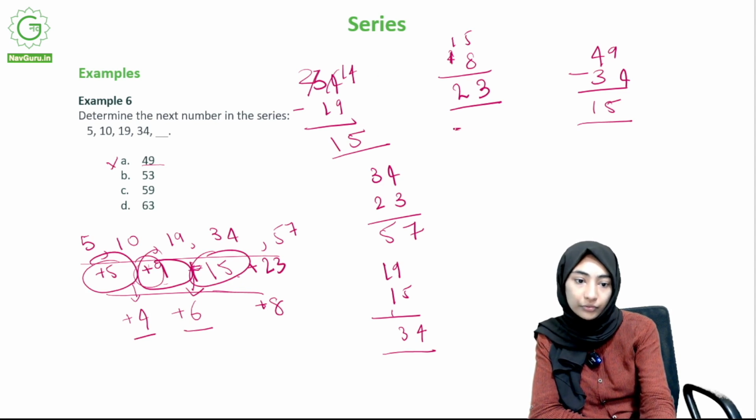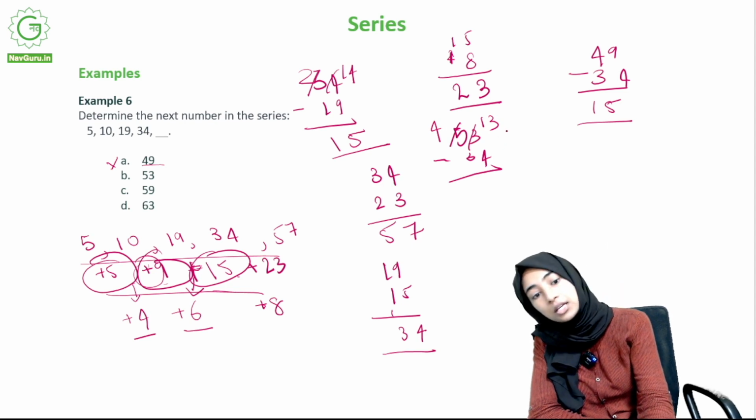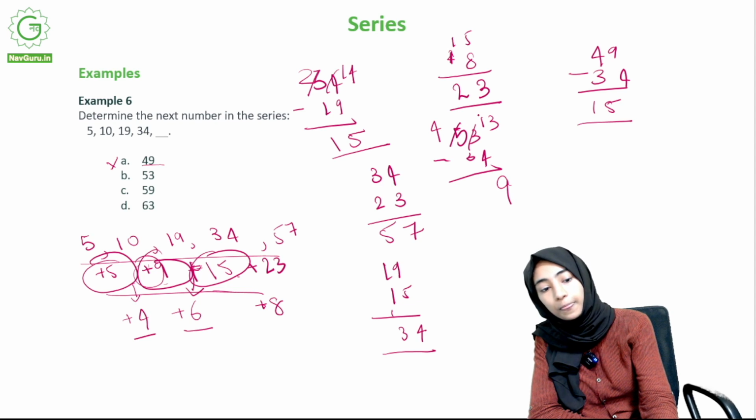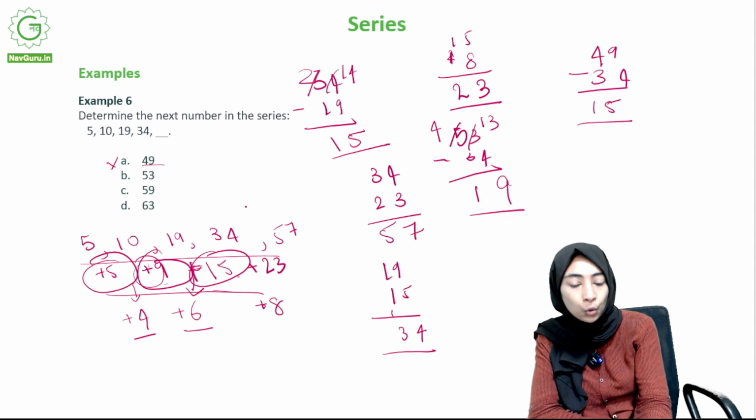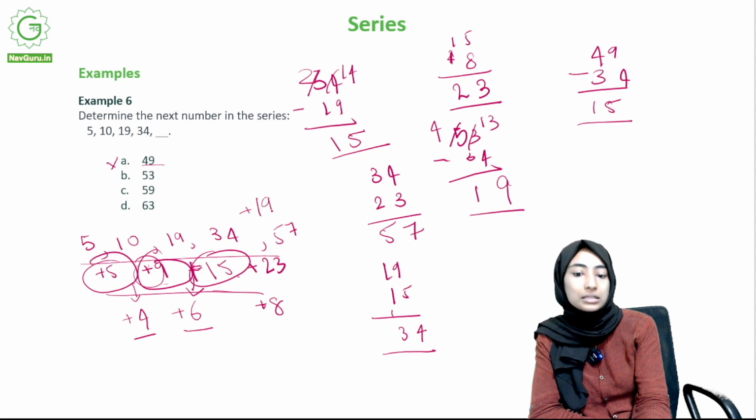Try 34 and 53. 53 minus 34. My handwriting is becoming progressively worse. Okay, 13 minus 4 is 12, 11, 10, 9. Okay, 4 minus 3 is 1. So 19 could be a possible answer. We'll keep that in mind.